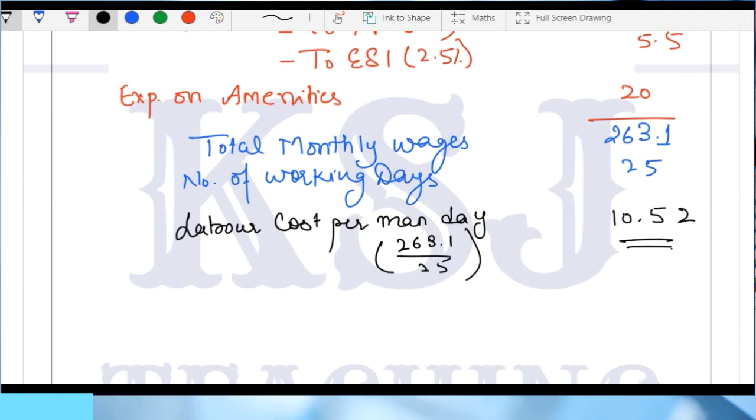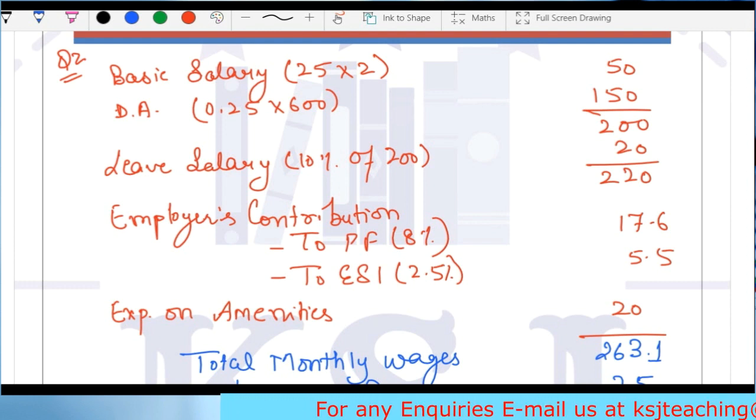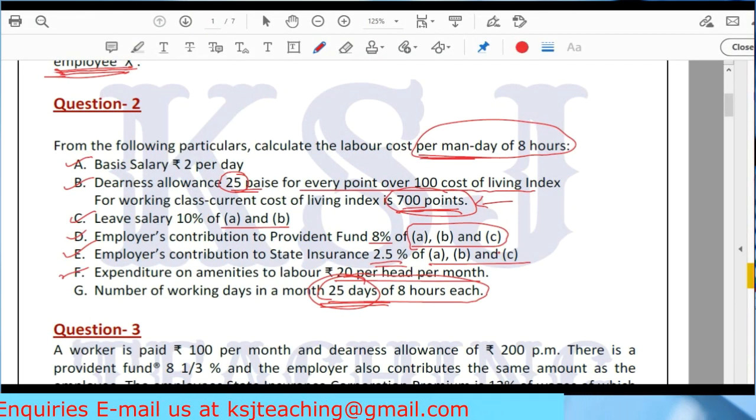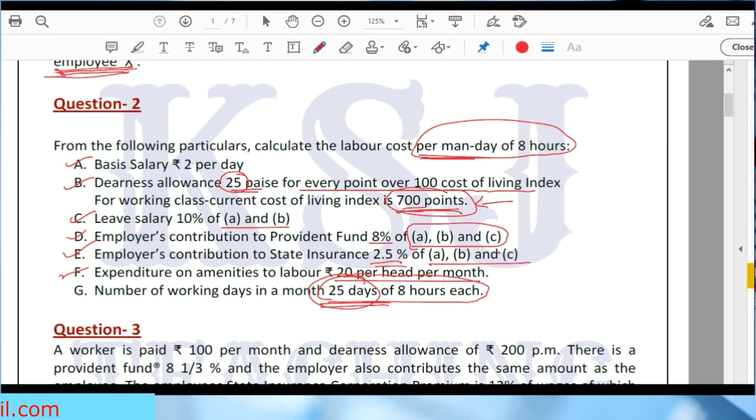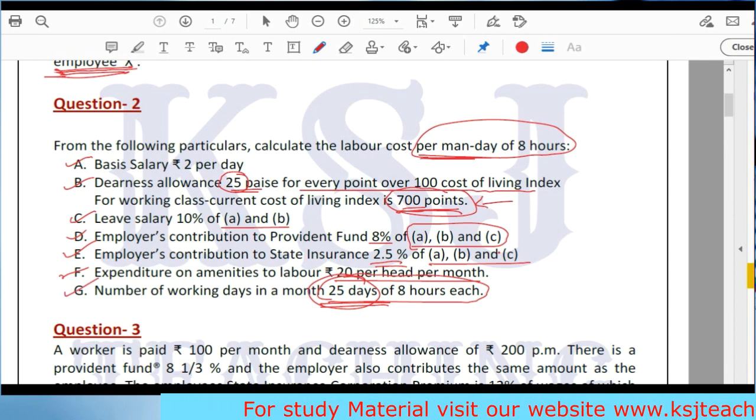So this is question number 2. First we calculated the total cost, right? Total cost for 1 month. 1 month means 25 days. So there is no role of 8 hours here. Why, sir? Because the requirement was for the man day, right? So there is practically no role of 8 hours in this question. Clear? Simple question, sir. Very simple, sir.